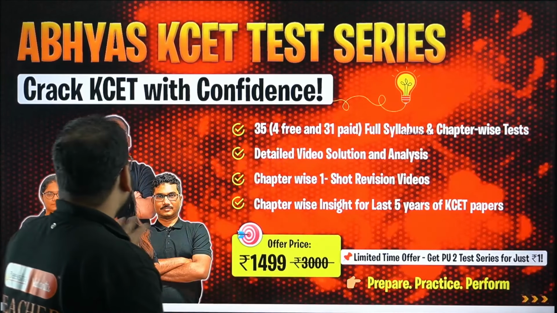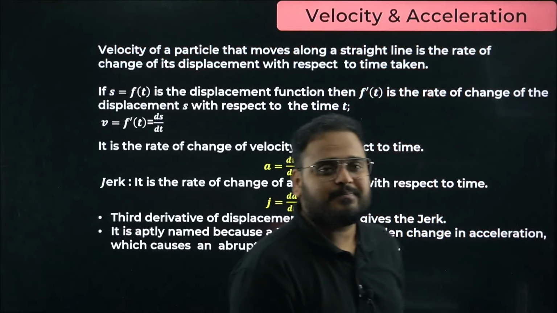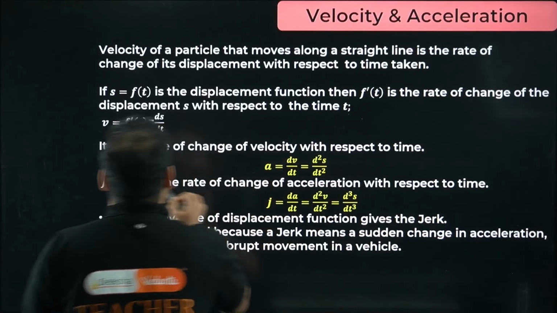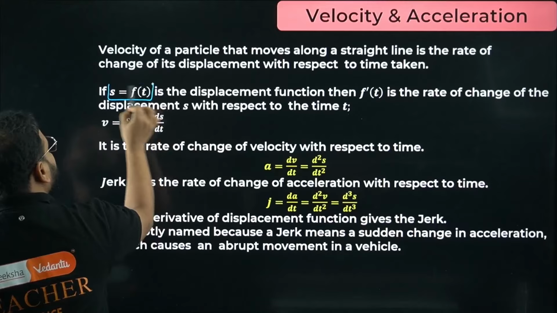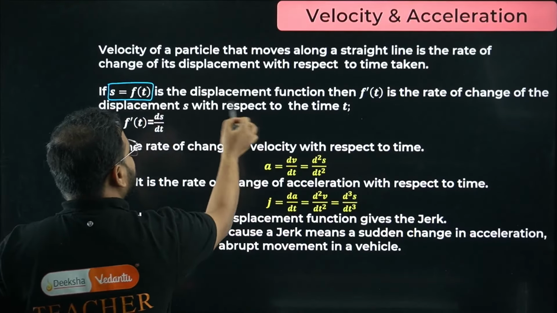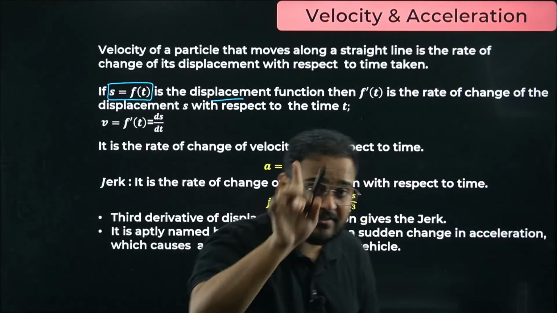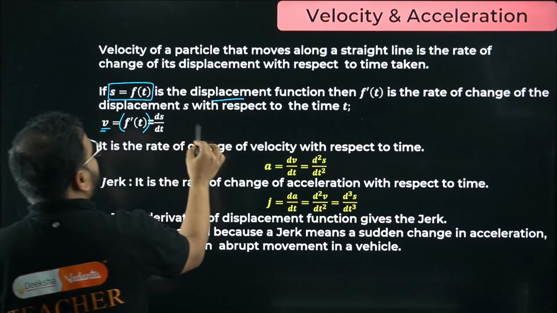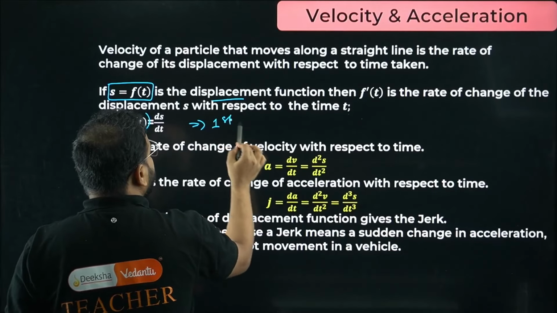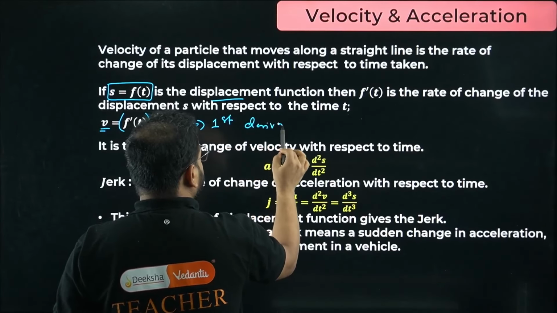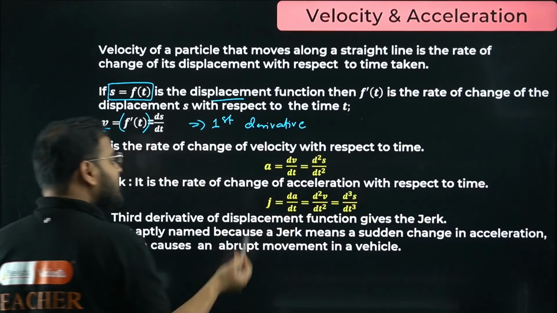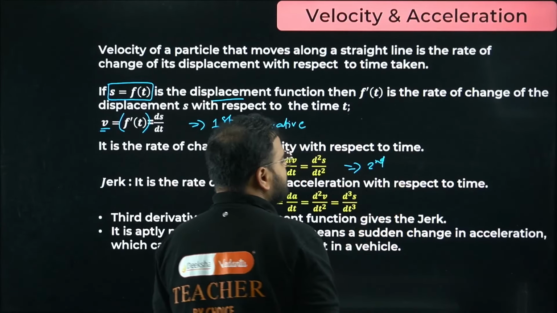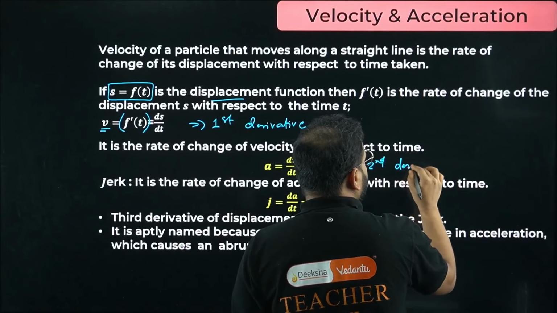Okay, so let's get back to our one shot, velocity and acceleration. If the function is given as a displacement function, then if you differentiate it once, you get a velocity function. Check this out: first derivative. If you differentiate this function 2 times, you get acceleration. What is the second derivative?